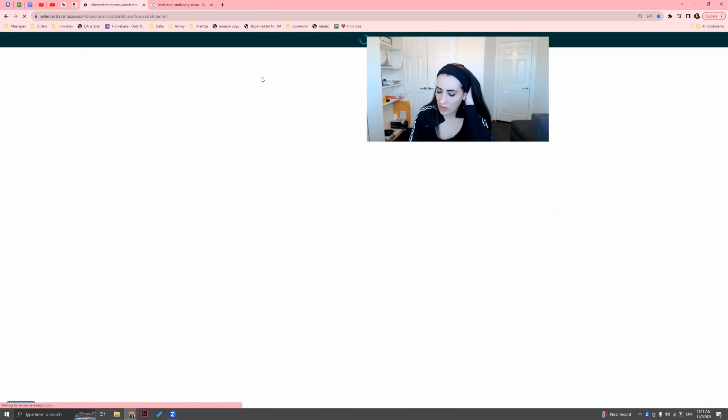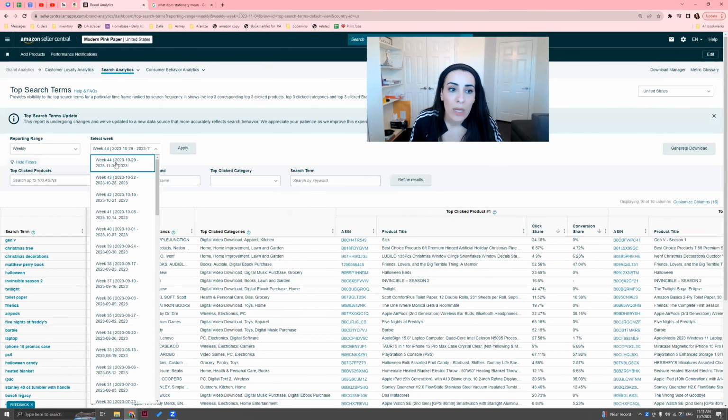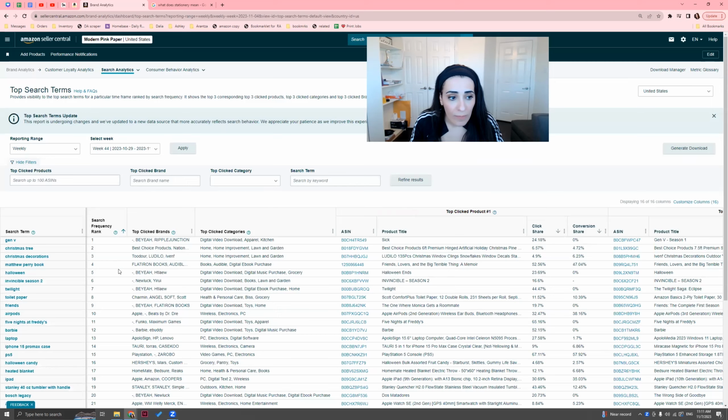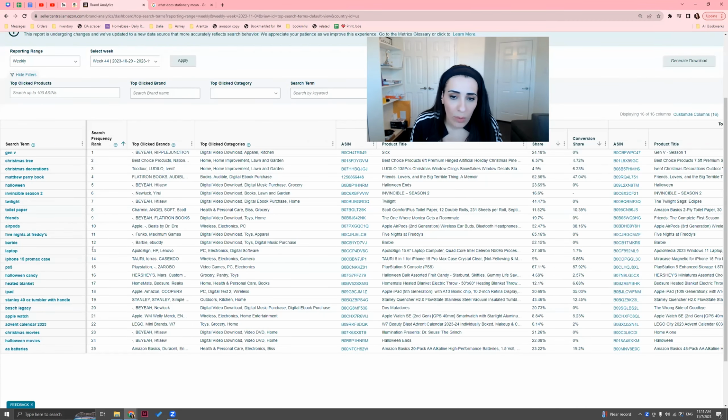Amazon search terms. Amazon gives brands access to the top trending search terms. I have the latest week applied, and so right now, Gen V. What is that? Oh, it's episodes. Yeah, Christmas tree, Matthew Perry's book, Halloween. These are the search phrases people are searching for. Friends, obviously, because of Matthew Perry's death, people are watching Friends. AirPods, I guess people are buying gifts. Five Nights at Freddy's. What?